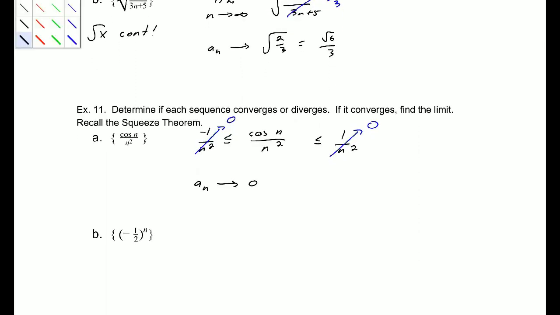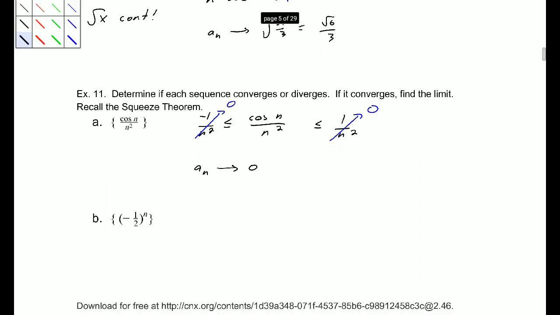The squeeze theorem is helpful when you have something that is alternating as well, because cosine goes from negative to positive, negative to positive. This specific -1/2 to the n is bounded between 1 over 2 to the n and -1 over 2 to the n. In fact, it takes on those values in between. As both of these are going to 0, our sequence in the middle, a_n, converges to 0 as well.